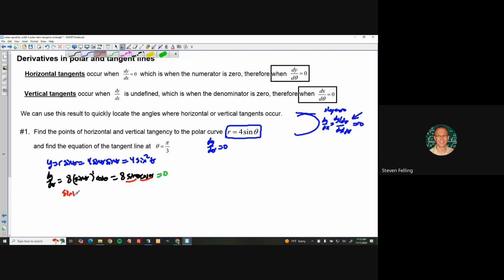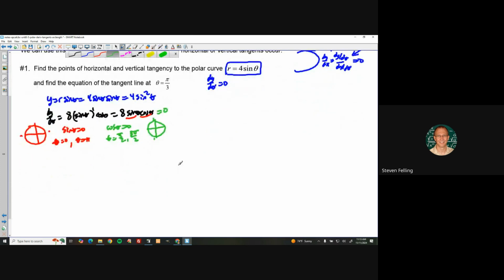So if sine of theta is equal to 0, that happens here and here, theta is 0 or theta is pi, right? And the other one is if cosine of theta is 0, which happens here and here when theta is pi over 2 or 3 pi over 2. So I think I've got 4 angles. Probably not all of them are going to produce unique points, but we'll go ahead and start analyzing those.